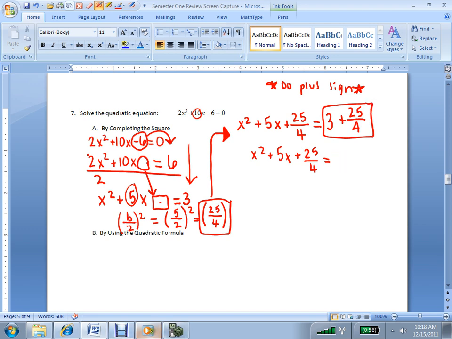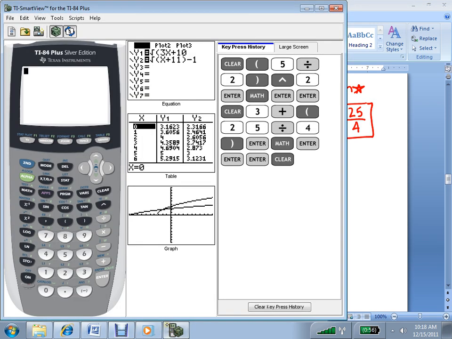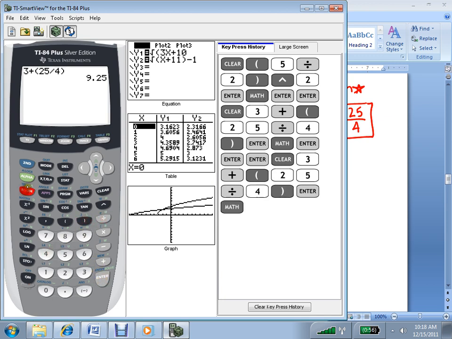So if you plug it into your calculator, this is the easiest way to do it, you do 3 plus 25 over 4. Then do math, fraction, fraction, and get 37 over 4.